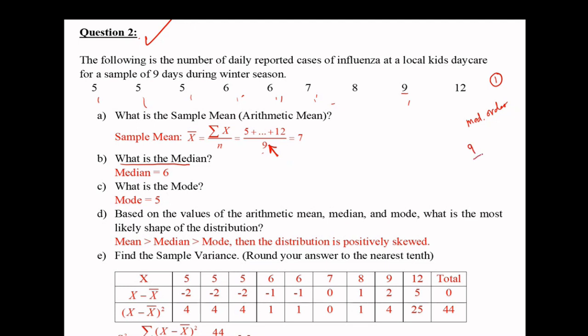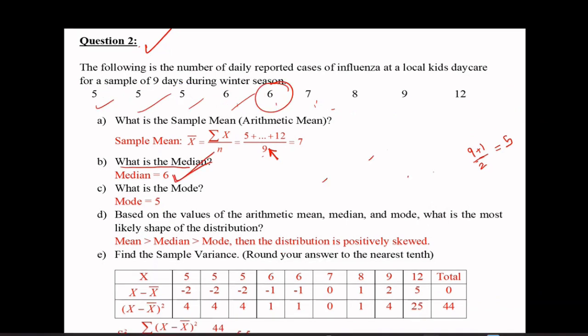I said it's the number in the middle. Just to memorize it: 9 divided by 2 doesn't work, since 9 can't be divided by 2 evenly. So I add 9 plus 1, divided by 2, which is 10 divided by 2, is 5. So the median is reading number 5. Where is reading number 5? 1, 2, 3, 4, 5. So the median equals 6.